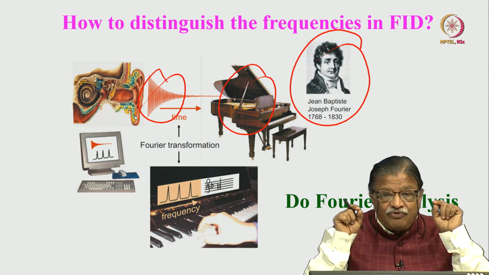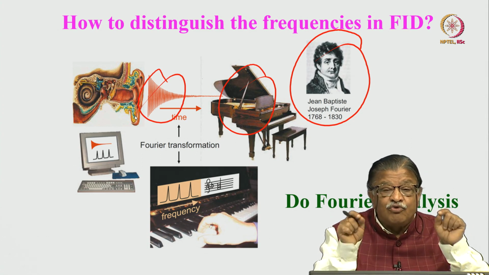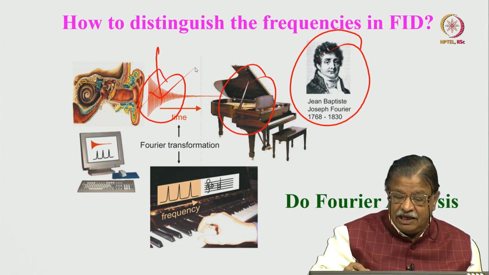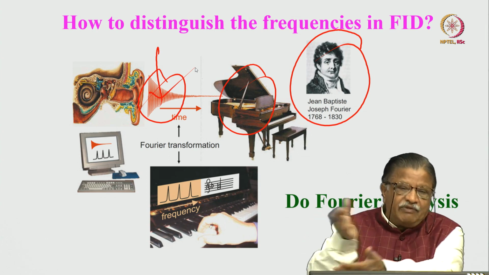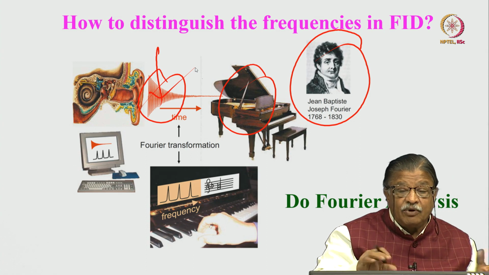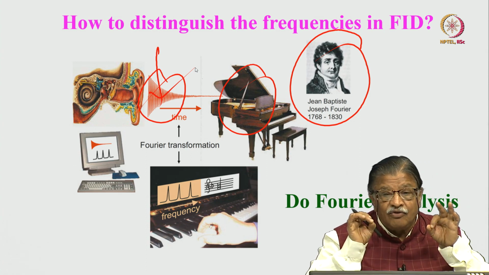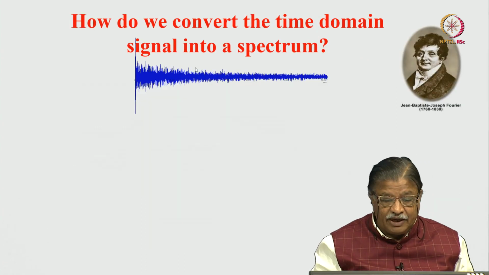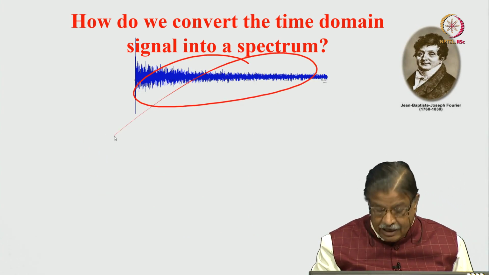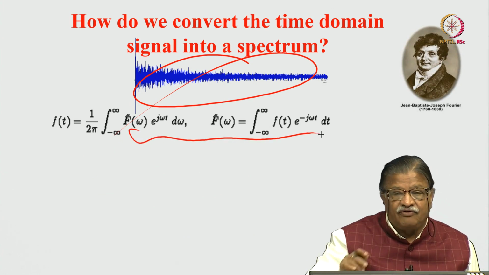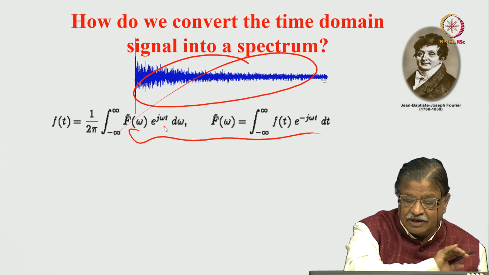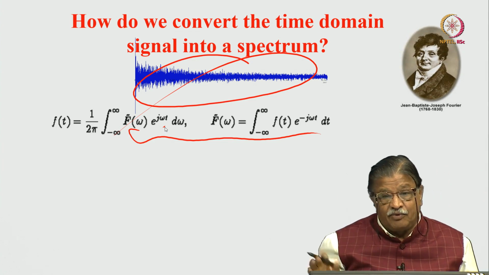The time and frequency are called Fourier pairs. I can do the Fourier transformation of the time domain signal and get the frequency. I can do the inverse Fourier transformation of the frequency domain and go back to the time domain. Both are possible. They are called Fourier pairs. So, what I am going to do is we collect the signal like this in the time domain and do a mathematical operation called Fourier transformation, from time to frequency or frequency to time, both are possible.